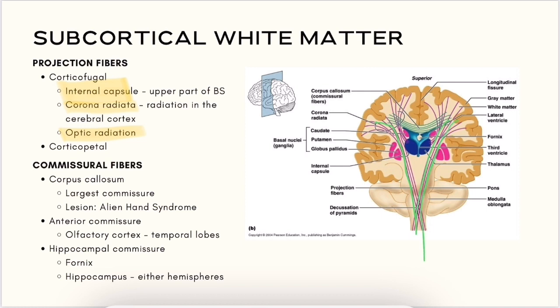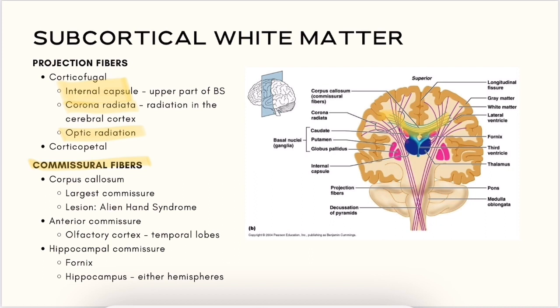So I just need you guys to understand where they're coming from and where they're going so we can understand the functions. Okay? And then we have our commissural fibers. So we've talked about this before, our corpus callosum, which is our largest commissure. Okay, this is our corpus callosum right here. So again, when we are talking about commissural fibers, this is from one hemisphere to another, right?